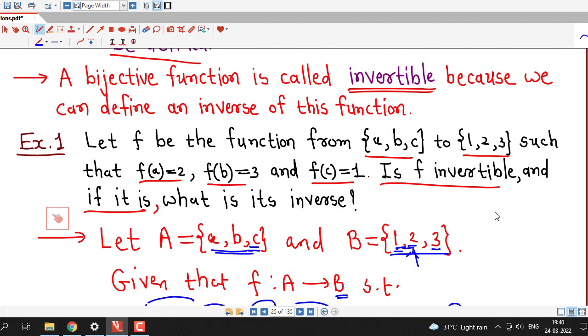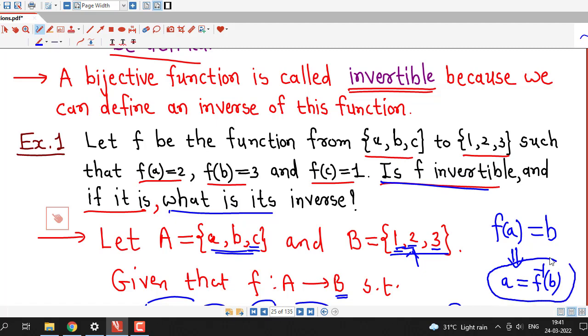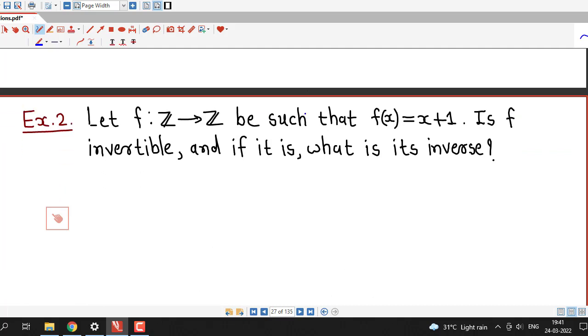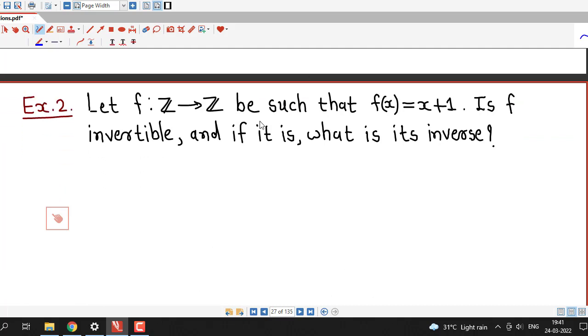So it is very easy to check whether a function is invertible or not. First we have to check whether it is 1-1 and onto, and then by reversing we can find the definition of the inverse function. f of a equal to b implies a equal to f inverse of b. We are using this fact. We consider another example in which we consider infinite domain and codomain. Let f from Z to Z be such that f(x) equal to x plus 1. The question is, is f invertible, and if it is, what is its inverse?